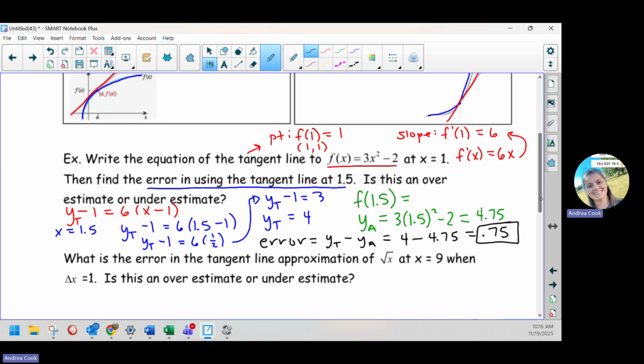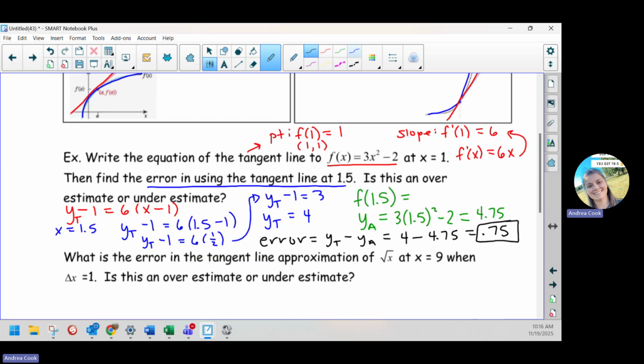All right, so now we want to know, is this an over or under approximation? So I need to figure out if the original function's concave up or concave down at x equals 1.5. You can look at our second derivative. Our first derivative over here is 6x. So my second derivative is 6, which is a positive number. So that means that f is concave down.